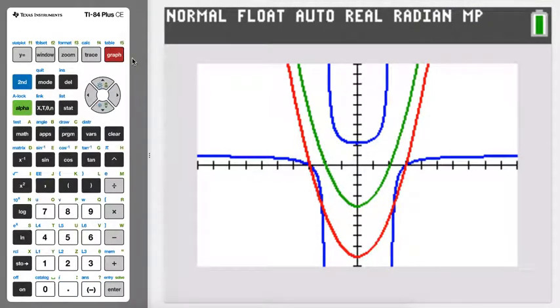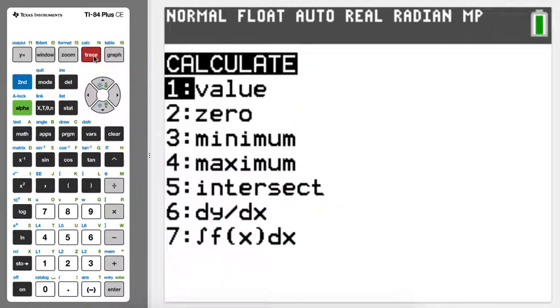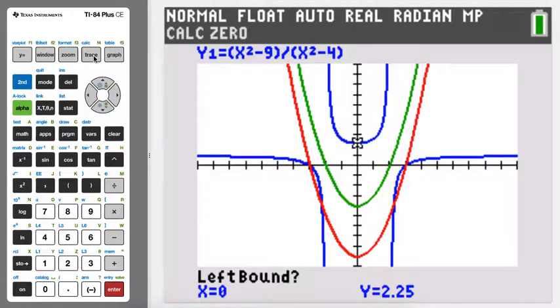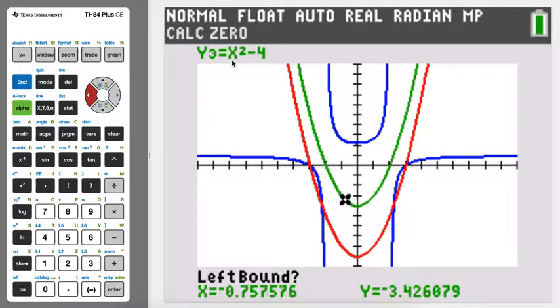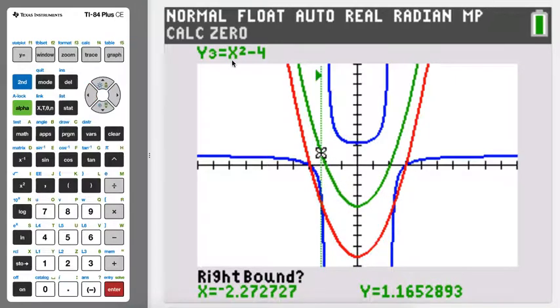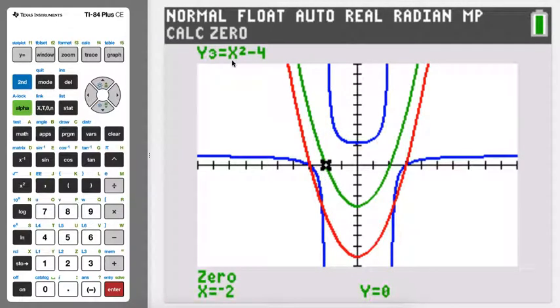Okay, so second calc in order to find the zeros of the green graph, so up and down until we've got our green one selected, y3. It's asking for the left bound, so I'm going to scroll to the left of that 0, enter. It's asking for the right bound, so move over to the right, enter again. Are you ready to guess? Yes. So enter one more time. Gives us a 0 at -2. So that's one of our vertical asymptotes, and we could do the same thing all over again.